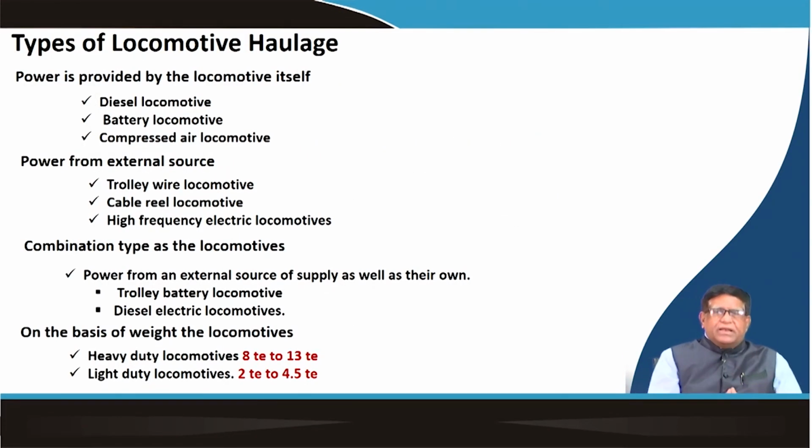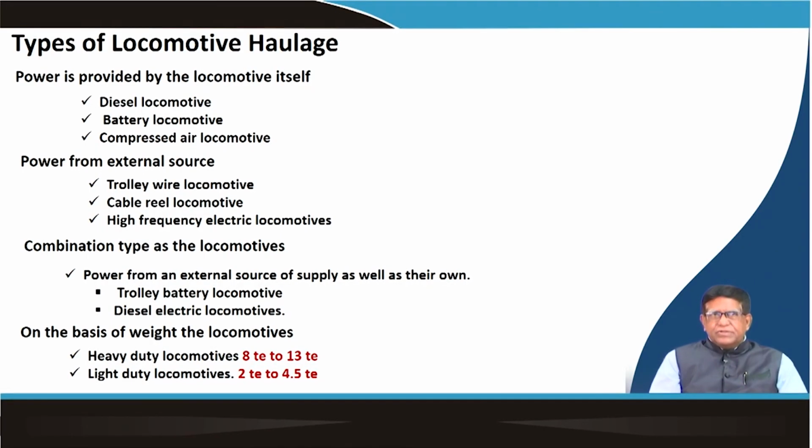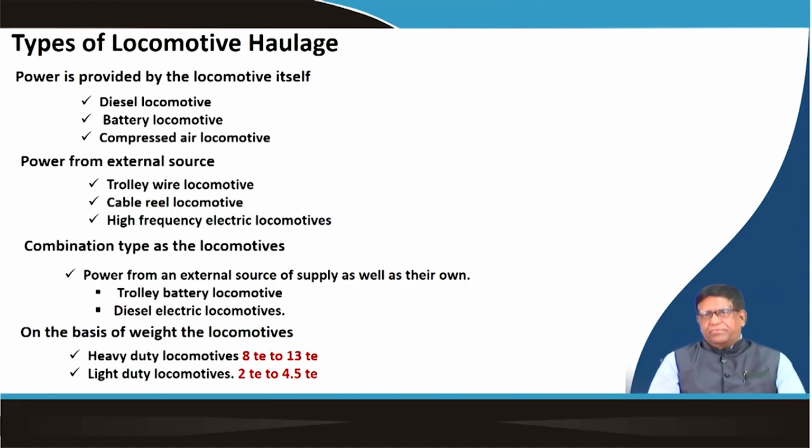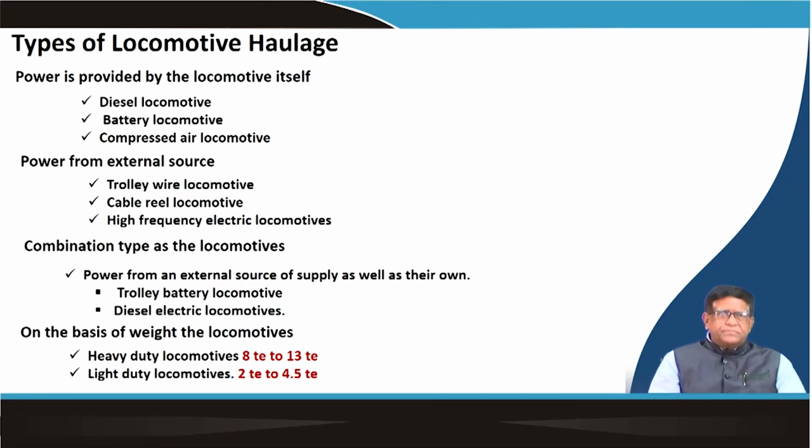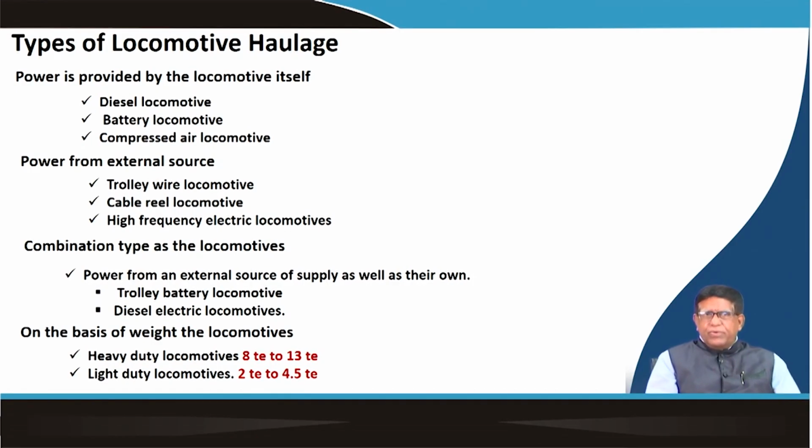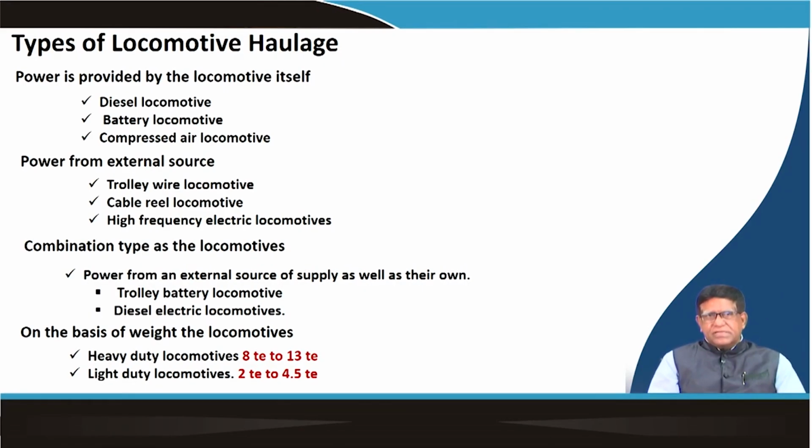There are different types of locomotive haulage systems. In one, the power is provided by the locomotive itself, that is, the train has its own power, which could be a diesel locomotive, battery locomotive or compressed air locomotive. These three are very commonly used in underground mines. Then there are locomotives with power from external sources. There is the trolley wire locomotive, just like the trolley assisted dump truck we have discussed earlier.